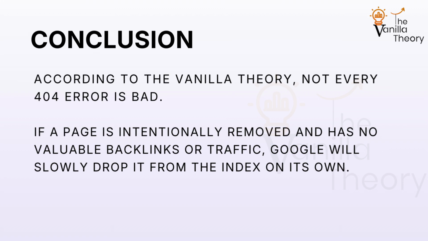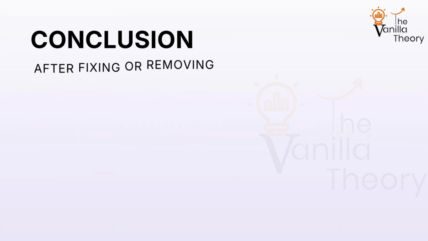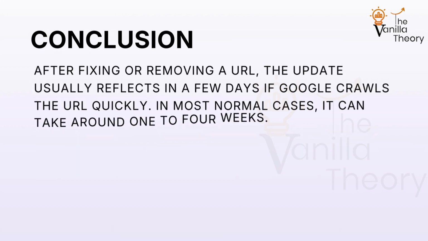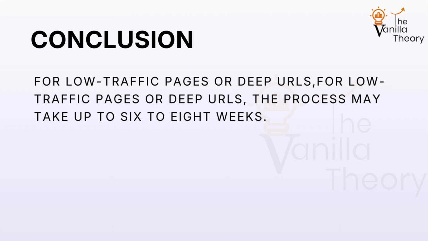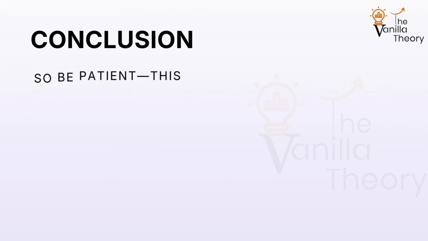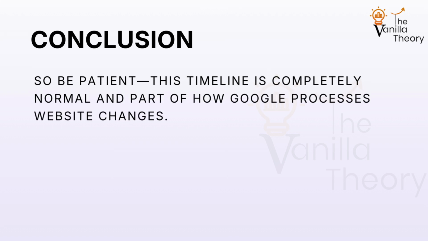If a page is intentionally removed and has no valuable backlinks or traffic, Google will slowly drop it from the index on its own. After fixing or removing a URL, the update usually reflects in a few days if Google crawls the URL quickly. In most normal cases, it can take around 1 to 4 weeks. For low traffic pages or deep URLs, the process may take up to 6 to 8 weeks. So be patient. This timeline is completely normal and part of how Google processes website changes.